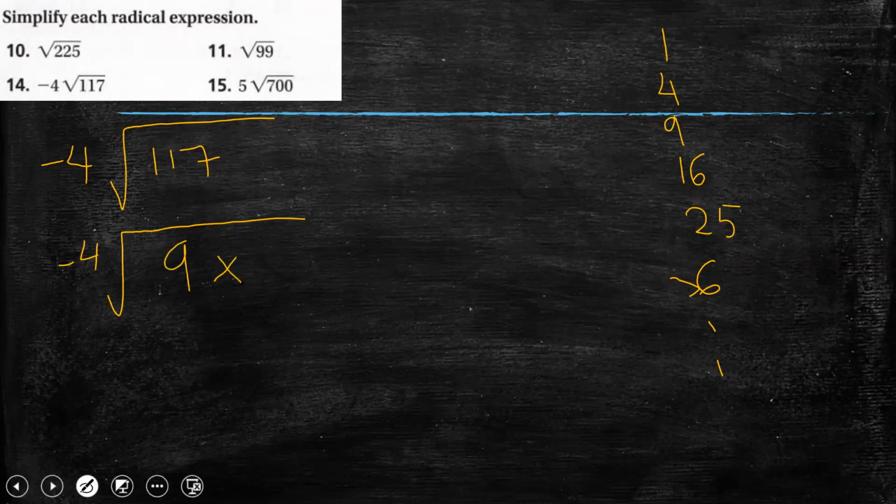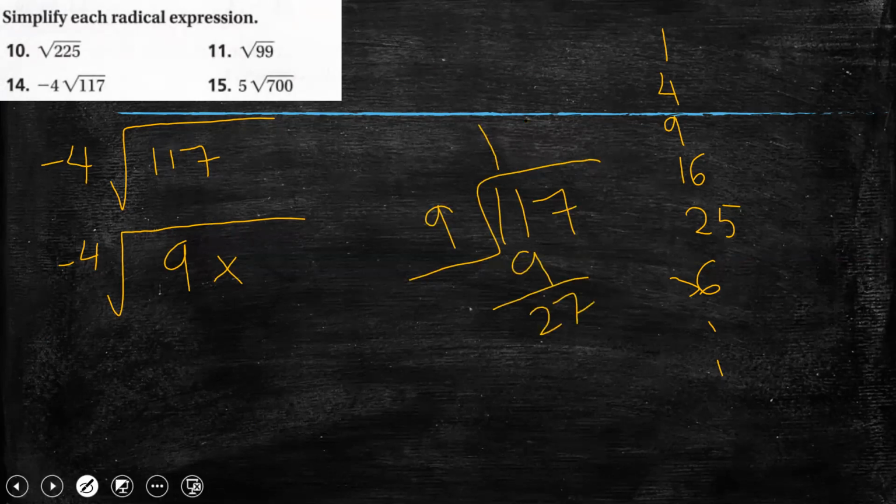So 117 can be divided by 9. Then I will ask myself, let's divide 117 by 9. We say 11 over 9 is 1, 1 times 9 is 9, so we have 2. 72 over 9 is 8, so it is 13. 9 times 13. Then I will continue.